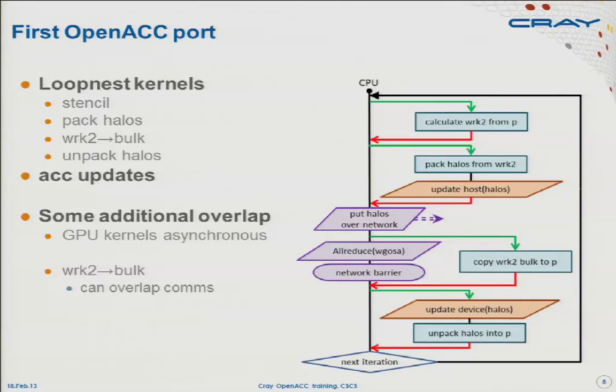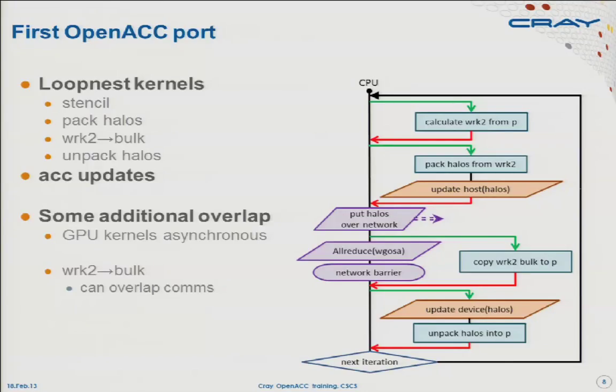Now, because on the GPU you can launch kernels asynchronously, you may as well immediately start copying this bulk, launch this kernel, and while this kernel is working on the GPU, you can do the reduction across the network of this residual value and set your network barrier. And then you synchronize here to make sure that this has arrived. And then the halos have definitely got here now, so I send those to the GPU and I unpack them. And at that point, I synchronize again because I know I'm ready now to start the next iteration.